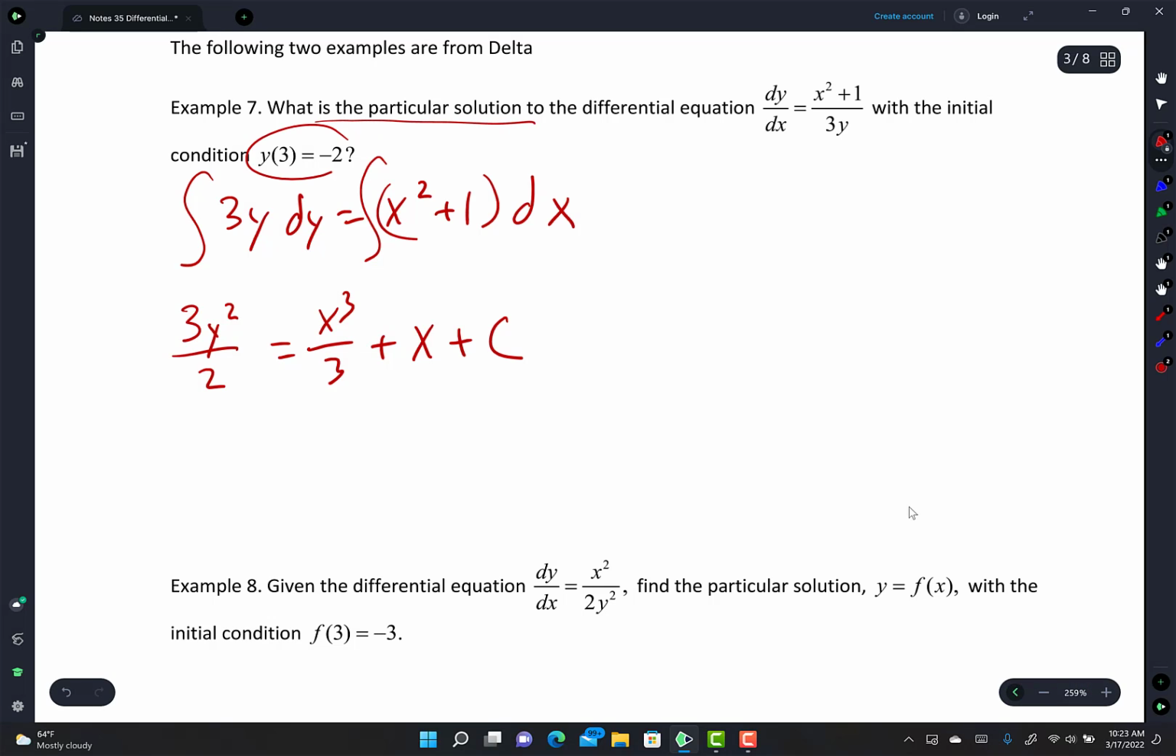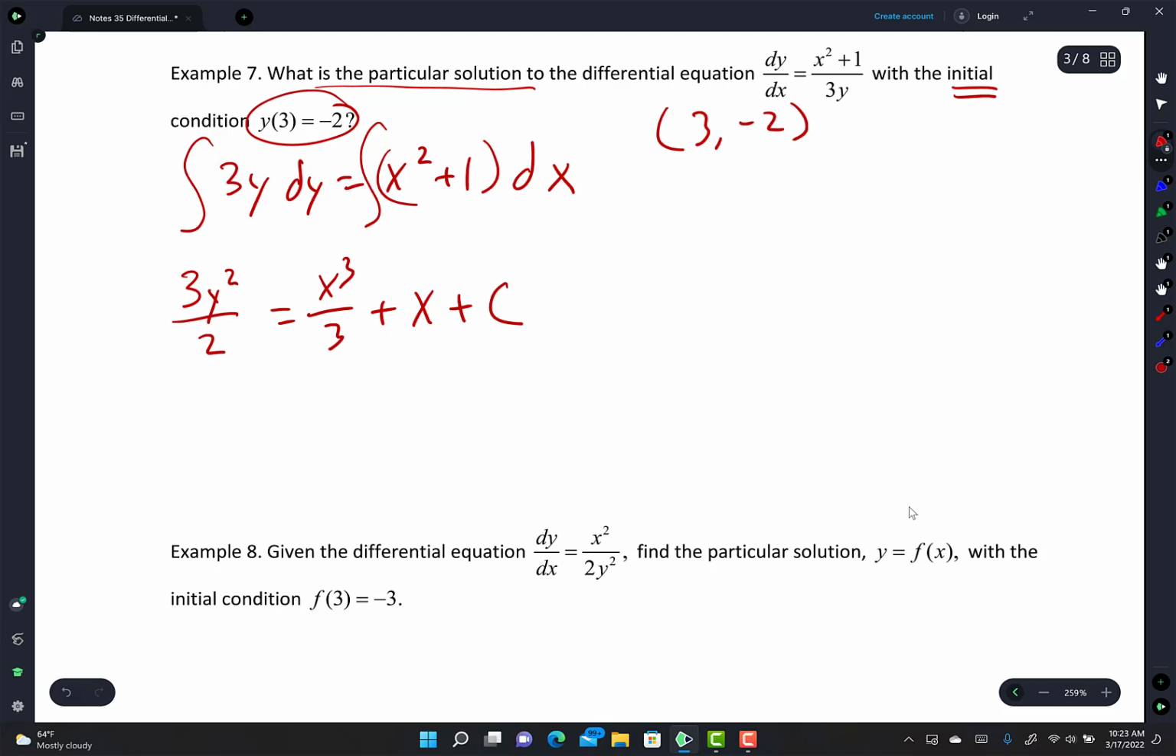It tells me this question said that I want a particular solution, so that means y equals something. They tell me this. So that means when x is 3, the y value is negative 2. Notice they word the word initial. Usually initial is like, well, it doesn't matter. Okay, so here we go. Let's plug in. Should I plug in now? Yeah, that's fine. 3 times negative 2 squared divided by 2 equals 3 cubed over 3 plus 3 plus c.